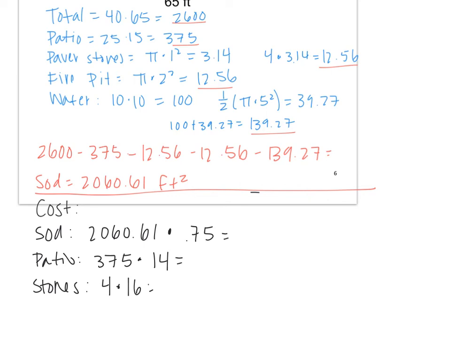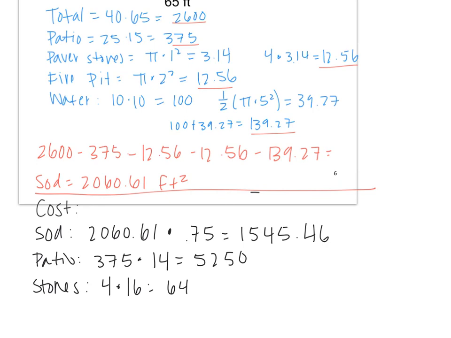And then the other 2 are just a flat price. The fire pit is $433. The water display is $249, and that doesn't change depending on their area. So let's calculate these costs quick. So the sod is going to be $1545.46. The patio is pretty expensive at $52.50, and the paver stones come to $64.